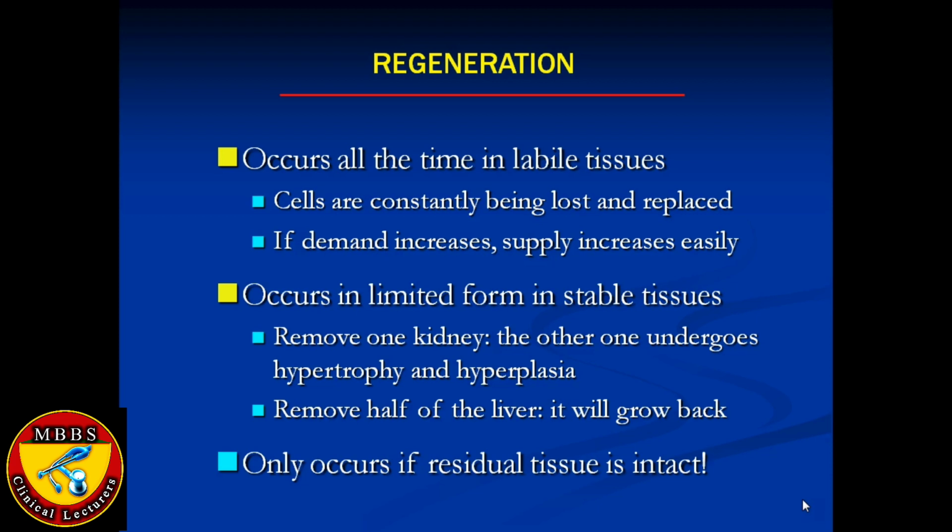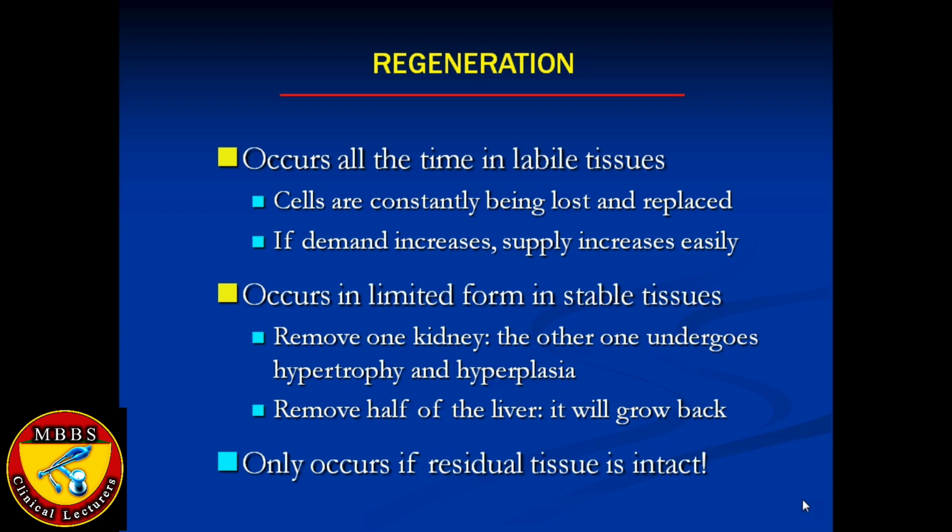So recapitulating, what do we have? We have that labile tissues are those where division is taking place all the time. These are mostly the epithelial tissues, also the hematopoietic tissues, which are continually being lost and replaced. And if the demand increases, then the supply would also increase. Then a small amount of division may also take place in the stable tissues, like that of the kidney or liver.